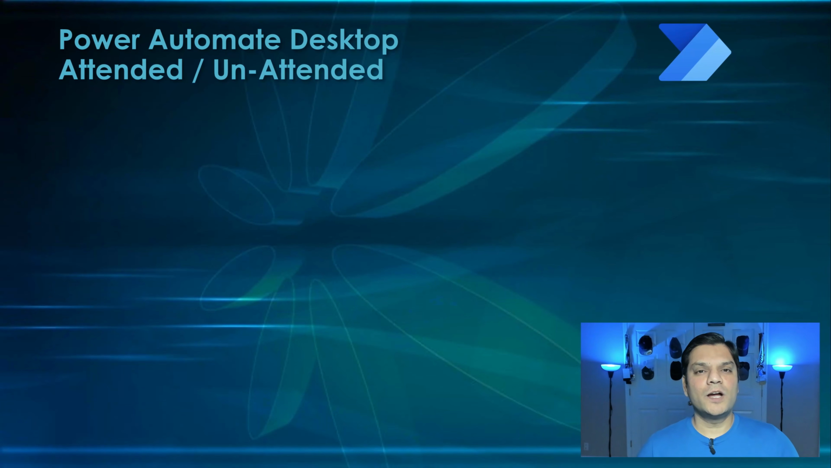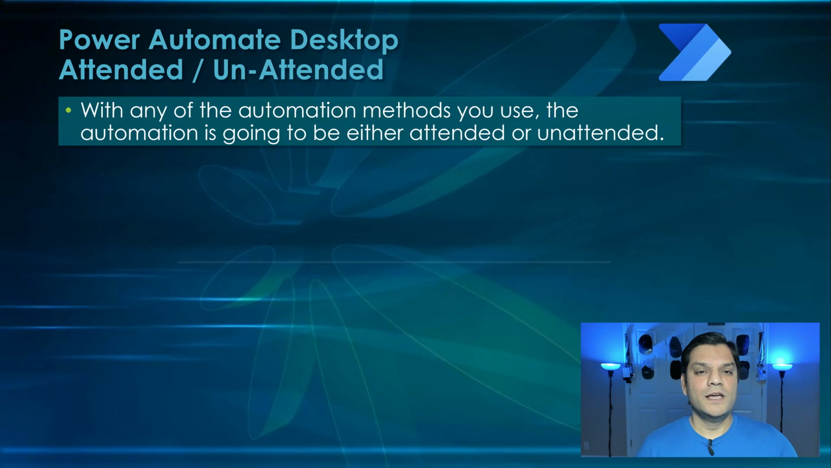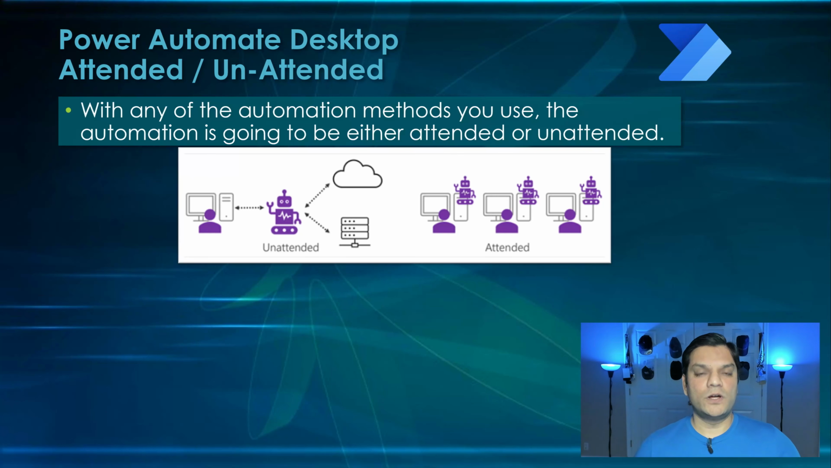Now you heard me talk about Power Automate Desktop as attended and unattended. Well, what's the difference between the two? Let's focus a few minutes on that. The overall automation, which we kept talking about, can be done two ways. It can be done in an attended way and in an unattended way. So let's focus a little bit on the differences between the two.